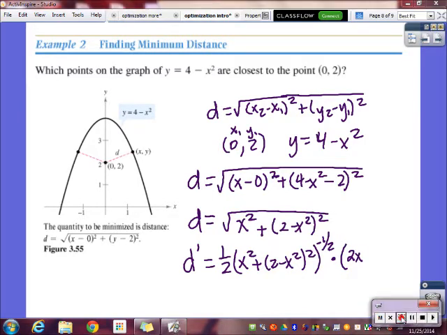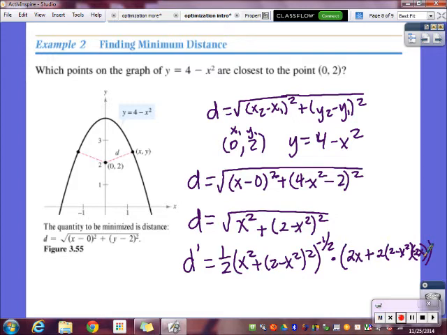Then the derivative of the second term is a chain rule problem. The derivative of the outer would be 2 times (2 minus x squared), subtract 1 from the exponent, and times the derivative of the inner, which would be negative 2x. Walking back through that, the derivative of the outer would be 1 half to the negative 1 half, and the derivative of the inner would be 2x plus the derivative of the second term. So yes, I know I got all that right.